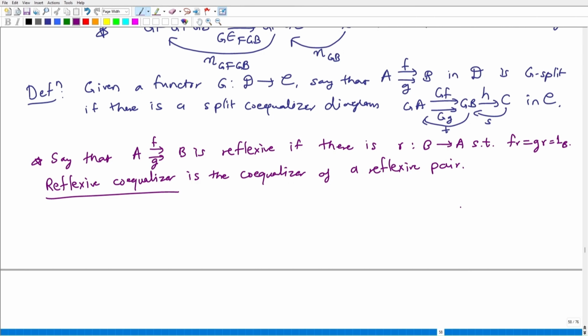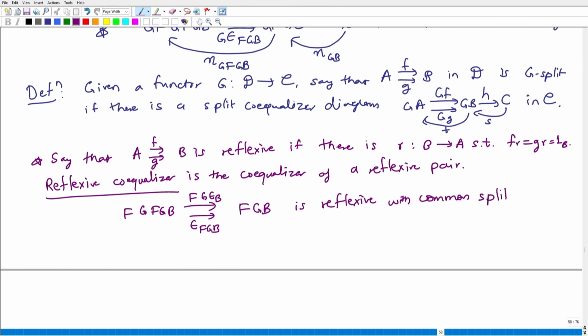Fine. So take FGB and this parallel pair with FG epsilon B, and over here we take epsilon sub FGB and get down to FGB. Yeah, this is reflexive. What is the common splitting? F eta sub GB. Okay, so this is indeed a reflexive diagram.